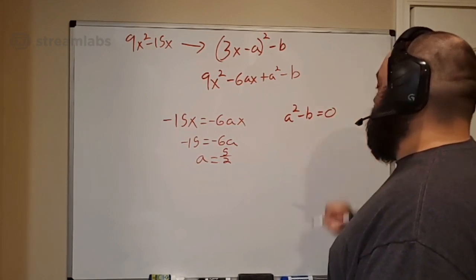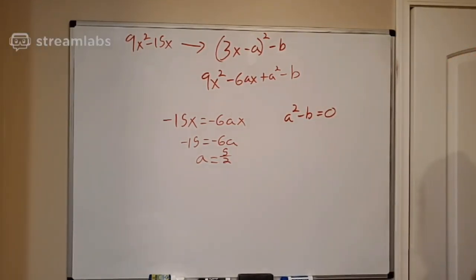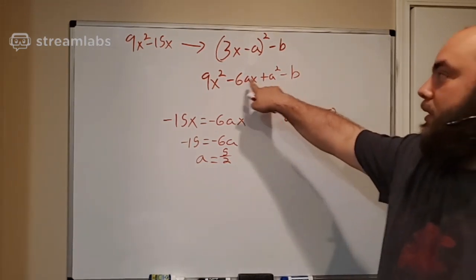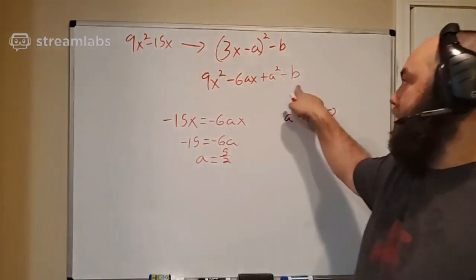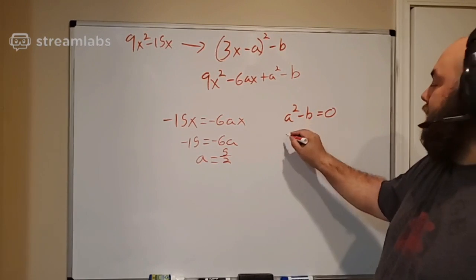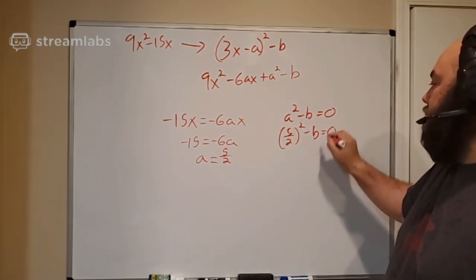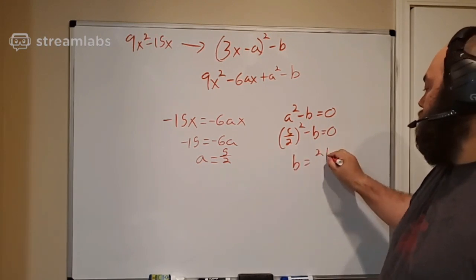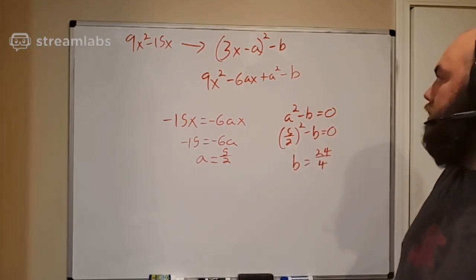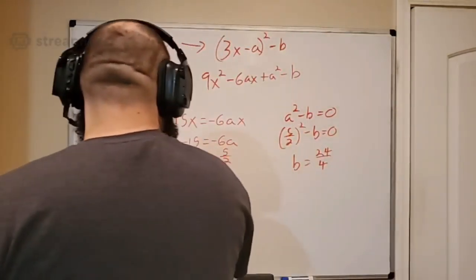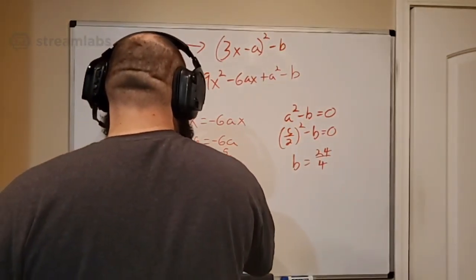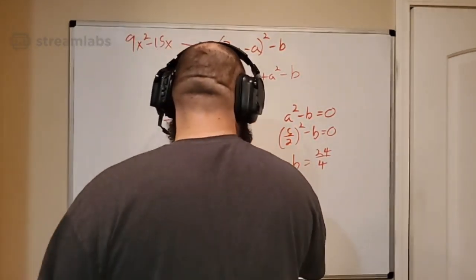So you went too far back up. I don't have a number over here, so this has to be 0. I know what a is, so I get 5 halves squared minus b equals 0. So b is 25 fourths. So then you get that 9x squared minus 15x is equal to 3x minus 5 halves squared.